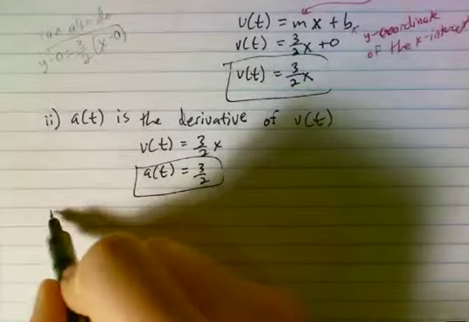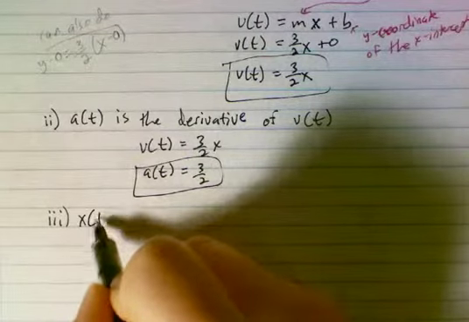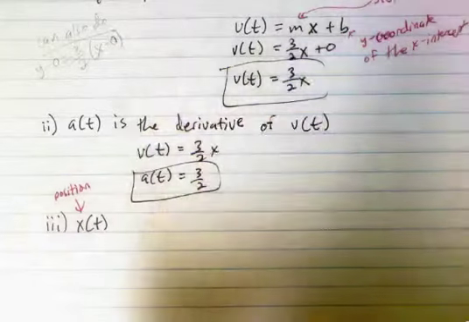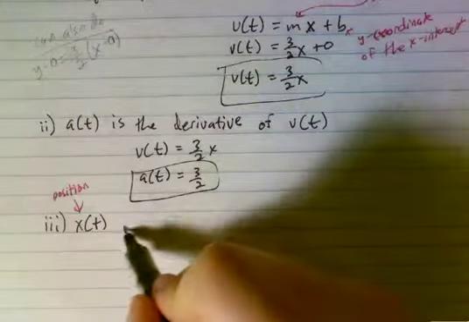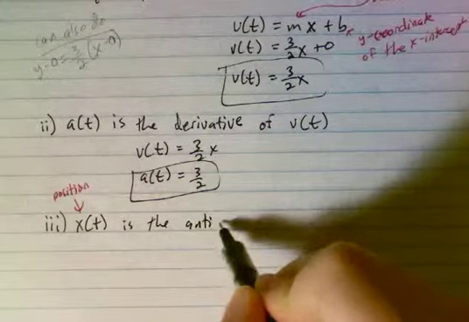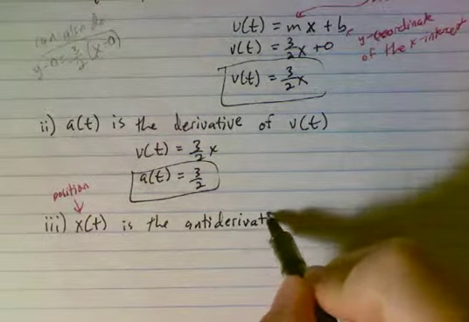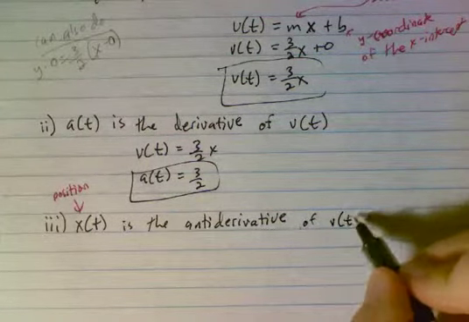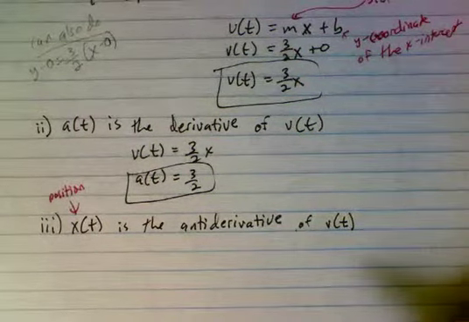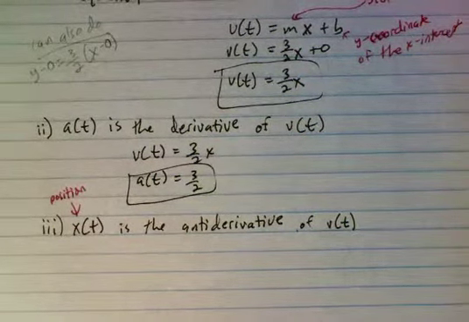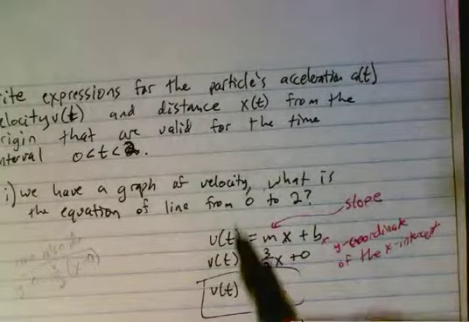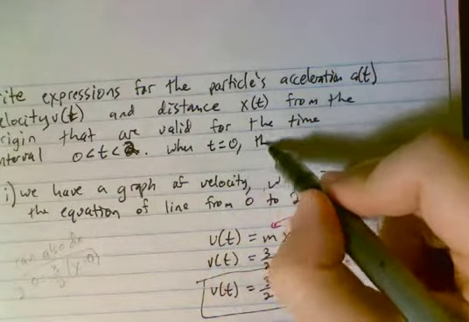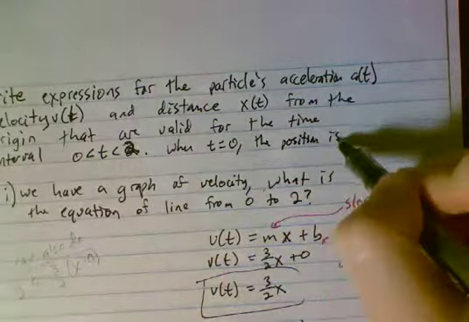Going the other way, x of t, which remember is position, is the antiderivative of v of t. Oh, there's one piece of information that I forgot to write in the problem. When t equals 0, the position is -1.